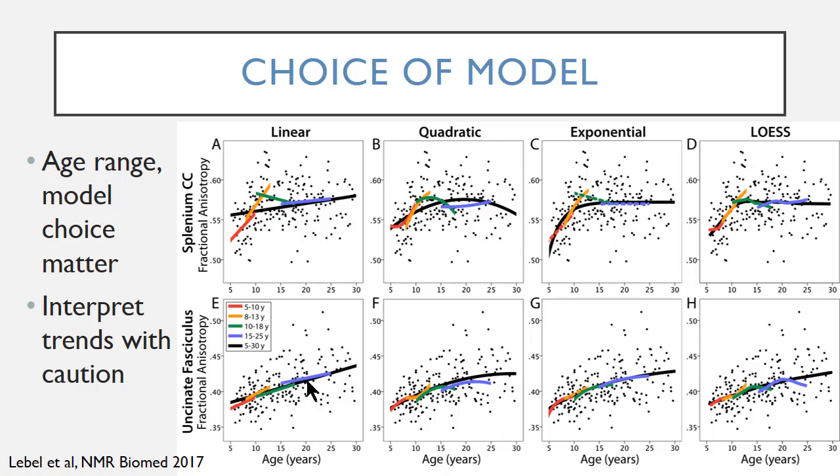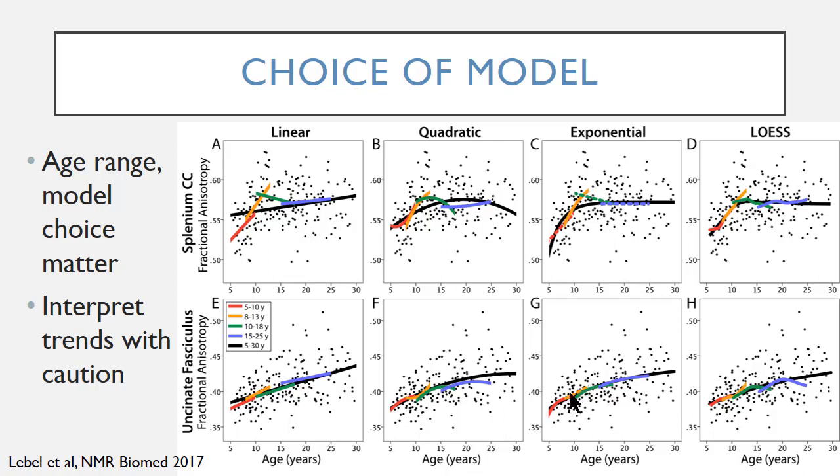For the uncinate fasciculus, it seems to matter a bit less. The linear fits look pretty good over the small age ranges and actually even relatively okay over the wider age range. Quadratic fits also seem to do kind of an okay job, except for this 8 to 13-year age range where it's a U-shaped curve again, which we know isn't really plausible.